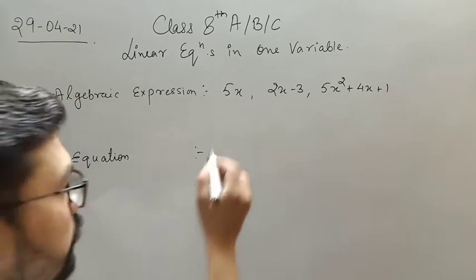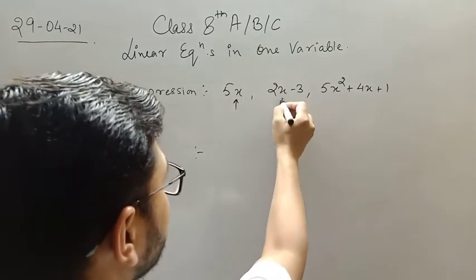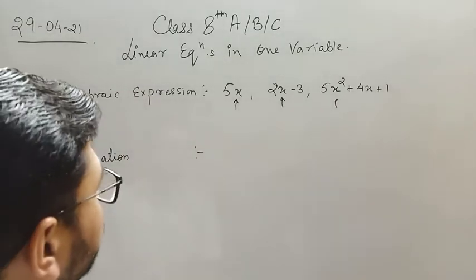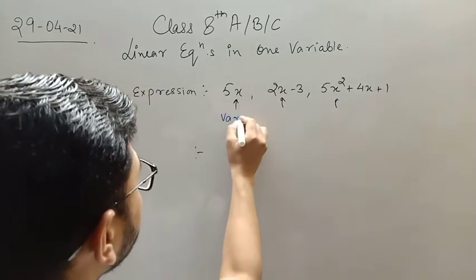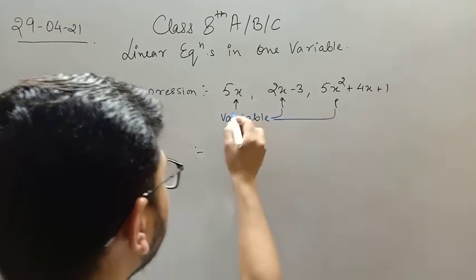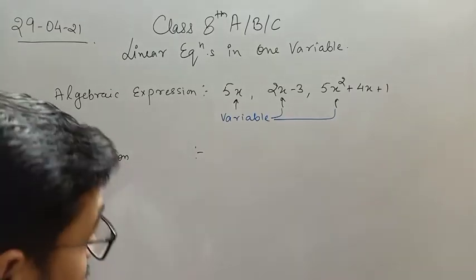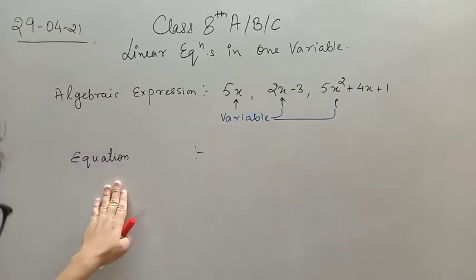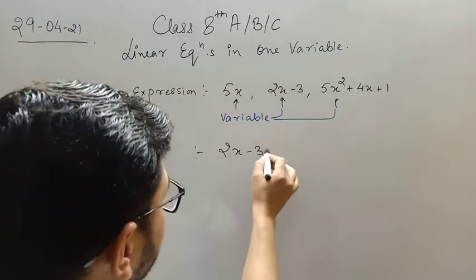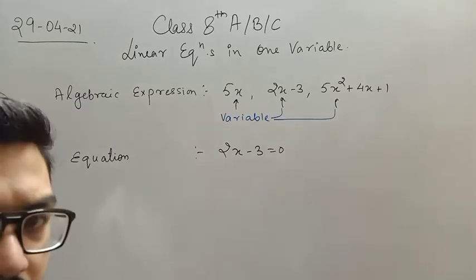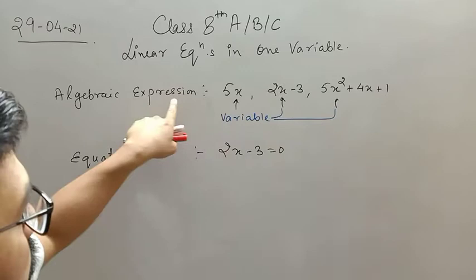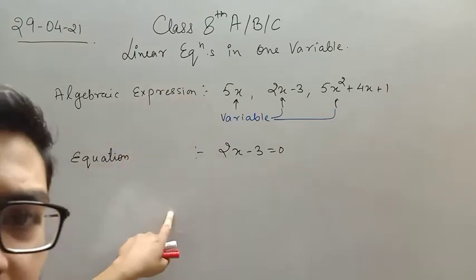Why am I saying one variable? Because there is only one variable x in it, okay? So these all are in a single variable, that is x. Now what is an equation then? If you write 2x minus 3 is equal to 0, this becomes an equation. So whenever an equal to sign comes in an algebraic expression, it becomes an equation.